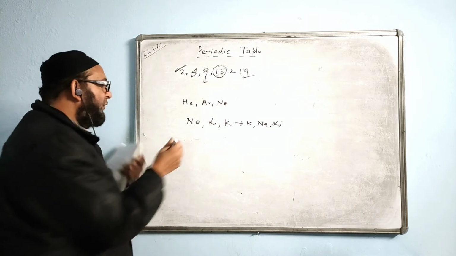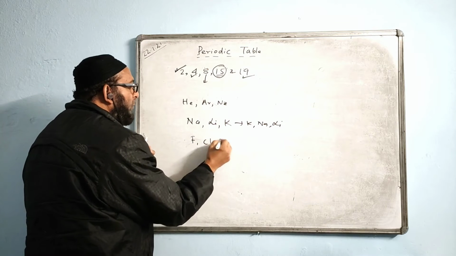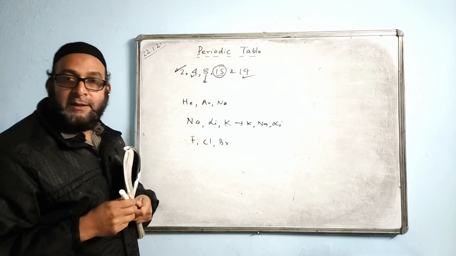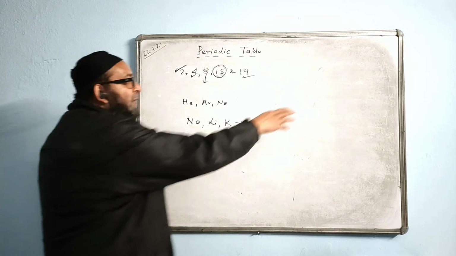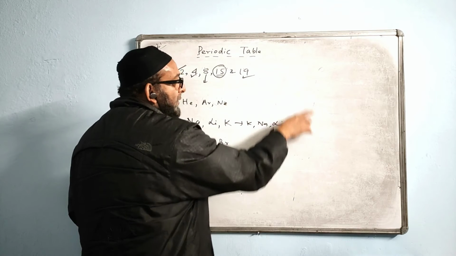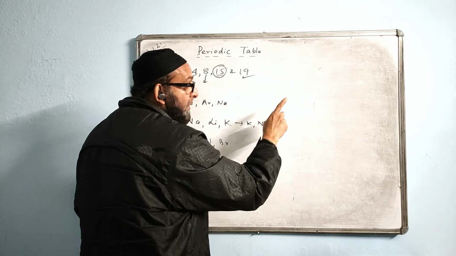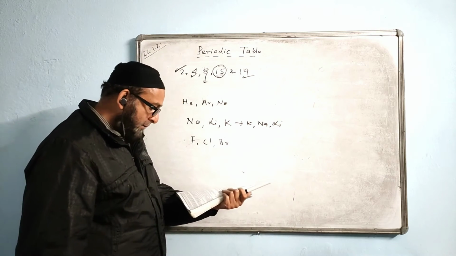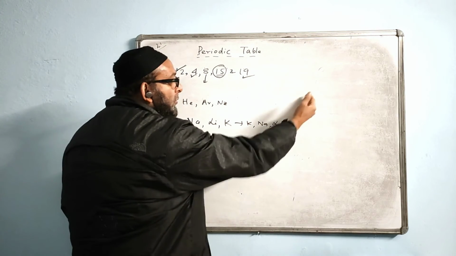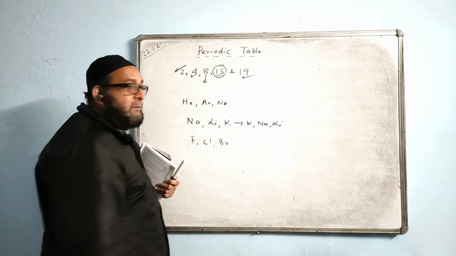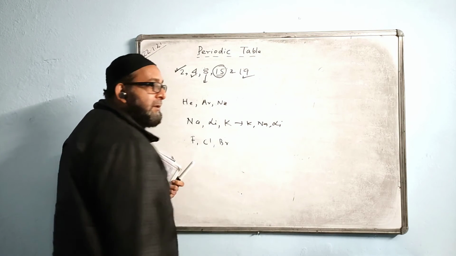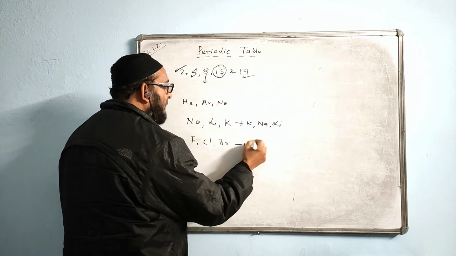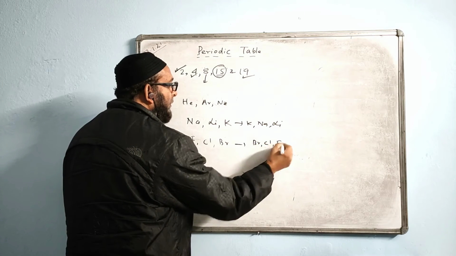Next they are saying F, fluorine, chlorine, bromine, the halogen family, increasing electronegativity. Remember it is electronegativity, not electron affinity. Then they are saying increasing, that means you have to start from down. Because this way electronegativity increases, you write bromine, then chlorine, then fluorine.